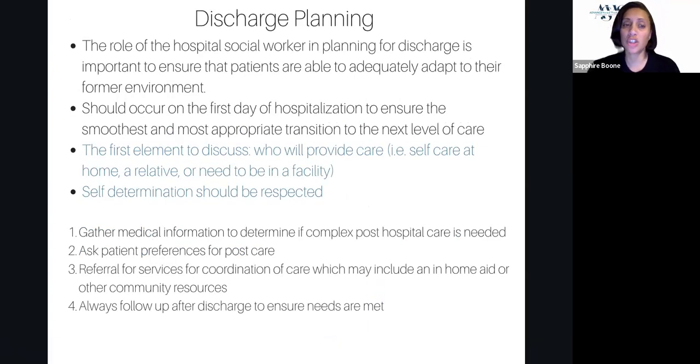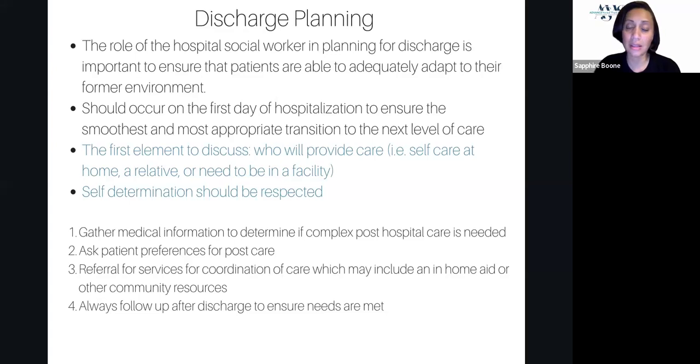Discharge planning. I talked about discharge planning a little bit earlier with the hospital social worker. Your very first thing to think about is what is going to happen with the client: where are they going and who is going to provide the care? Are they going home? Are they able to take care of themselves? Do we need a relative or some type of home health services in order for them to stay home? Or is there some higher level of care that needs to be considered?